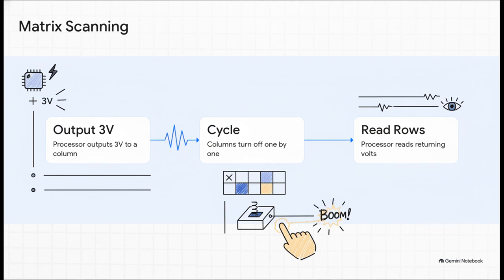So when you press a key down, you bridge a specific column and a specific row. The processor correlates the active column with the row receiving the voltage, and bingo, it knows exactly which intersection, and therefore which key, was pressed.